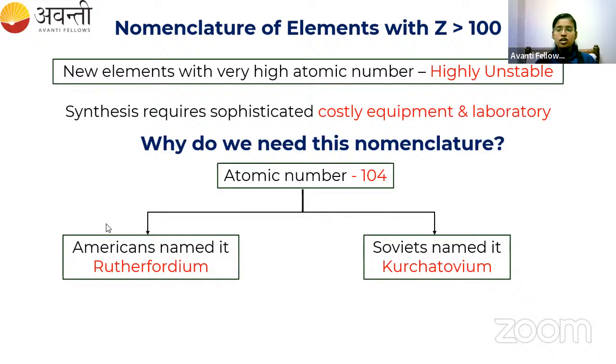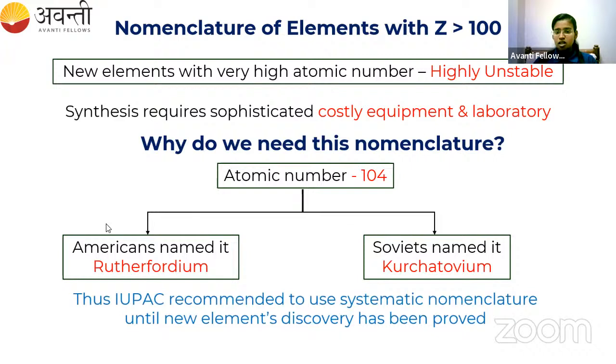Okay, so two different groups are naming a single element by giving two different names. Because of these two names given for one single element, the IUPAC, which means the International Union of Pure and Applied Chemistry, an institution, recommended to use a systematic nomenclature until the discovery of new elements has been proved.